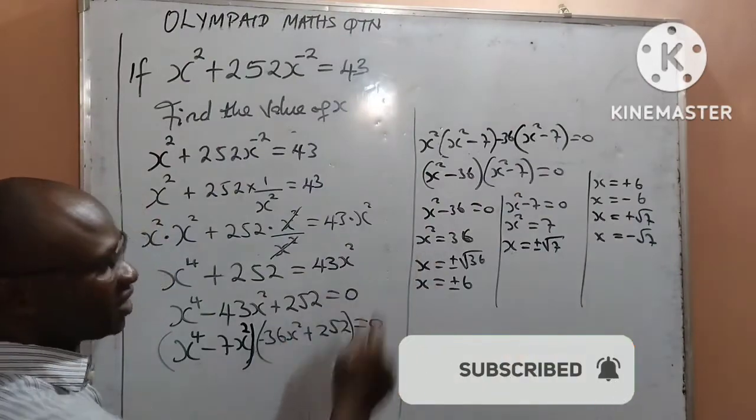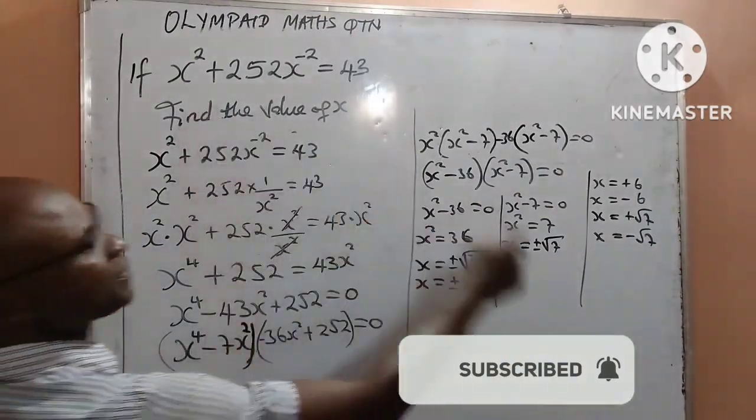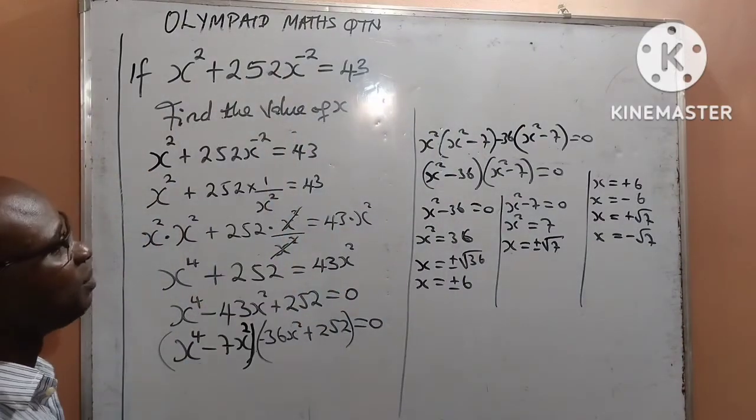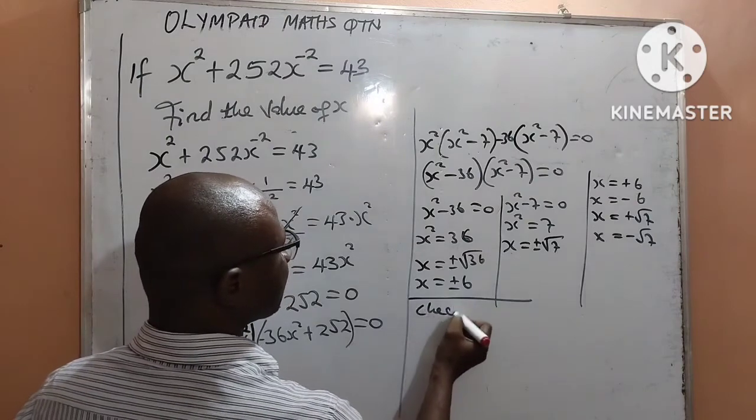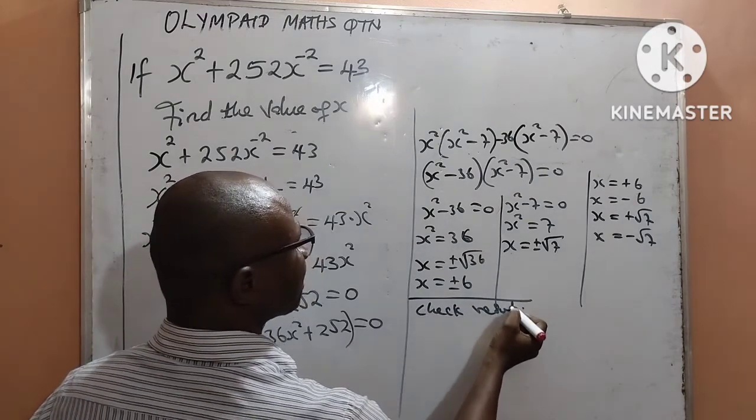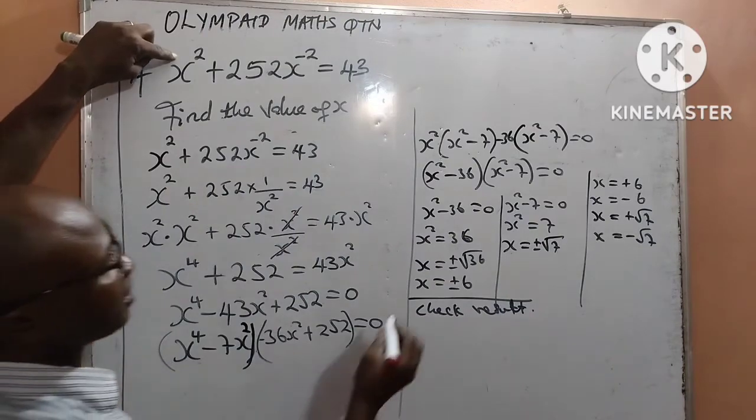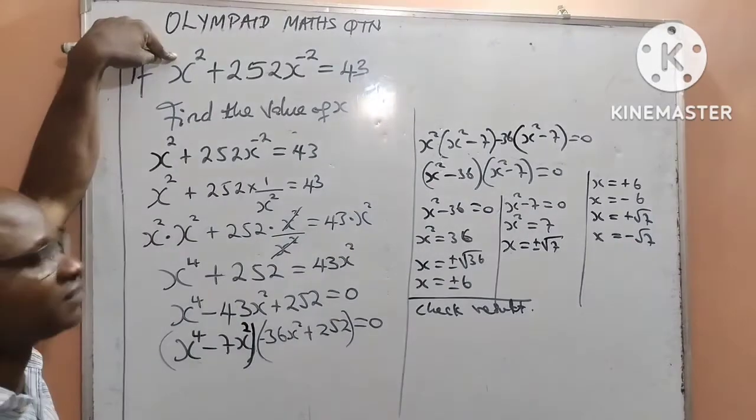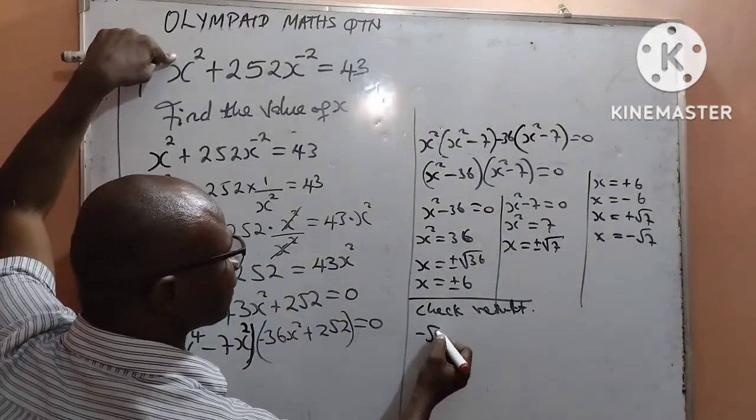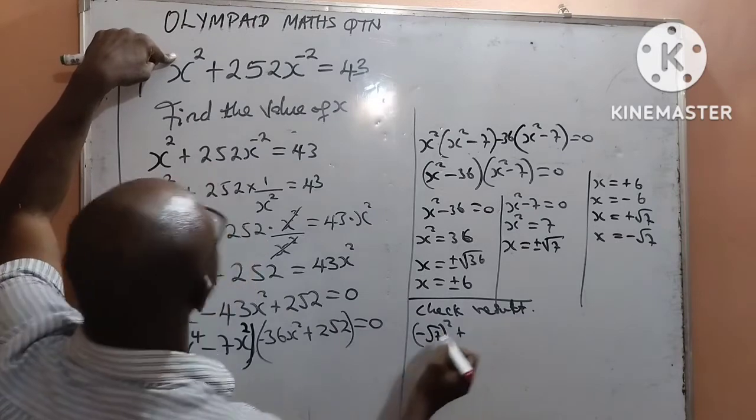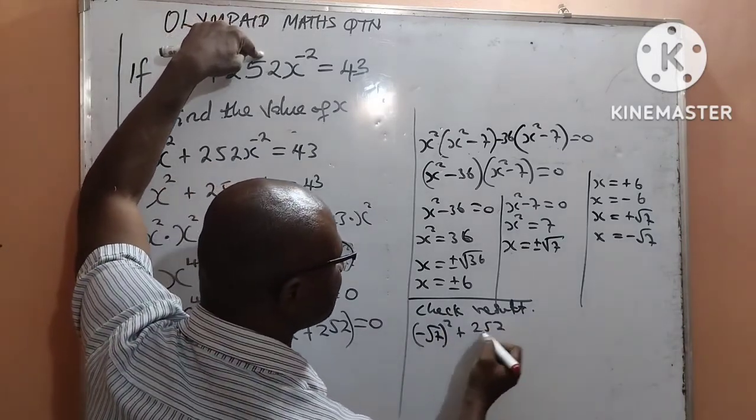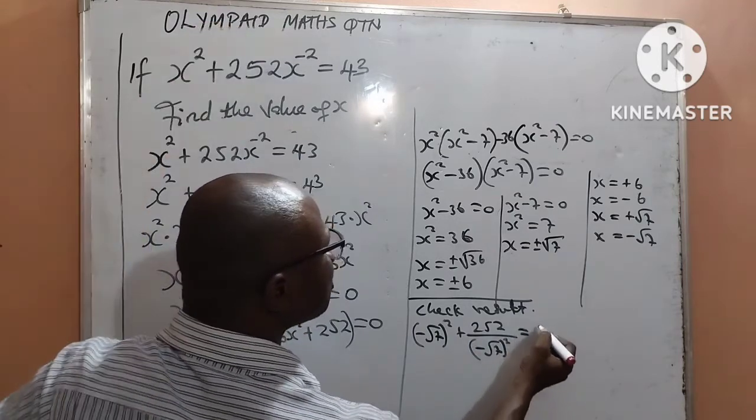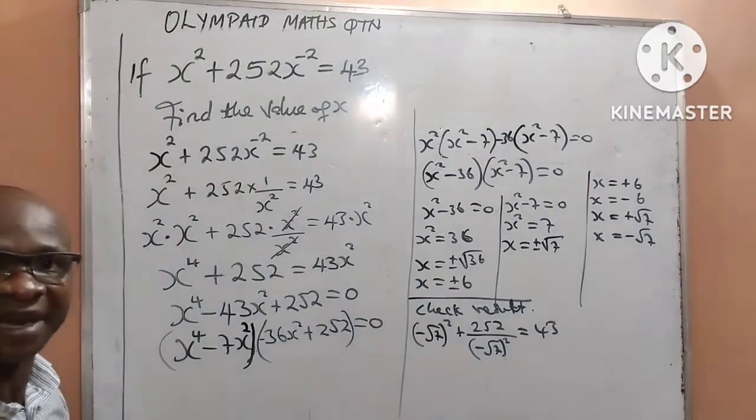But a quick one, let us check the result. Let's substitute the values of x in the expression that we are given. Check result, pick one. It's not going to take our time. Therefore, here, x to the power 2, if I'm using negative root 7, that is going to be negative root 7 to the power 2, then plus, here can be written as 252 all over negative root 7, then to the power 2. We want to see if it will give us 43, which is what we'll have by the right hand side.